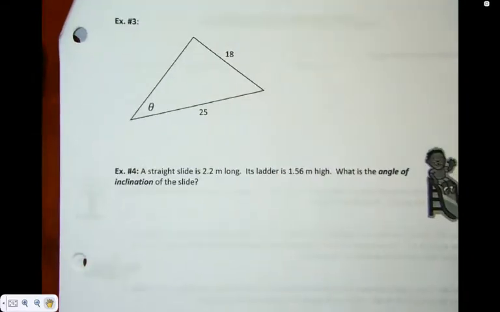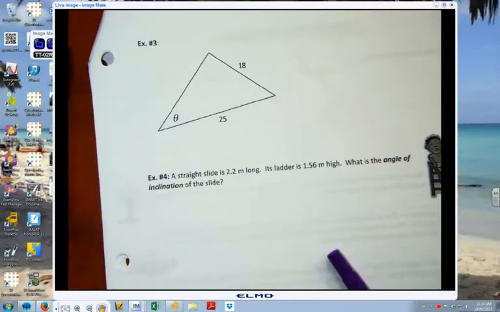You want to try with a friend? Do you feel ready? Okay, try number 3 with a friend. Give you a couple minutes.